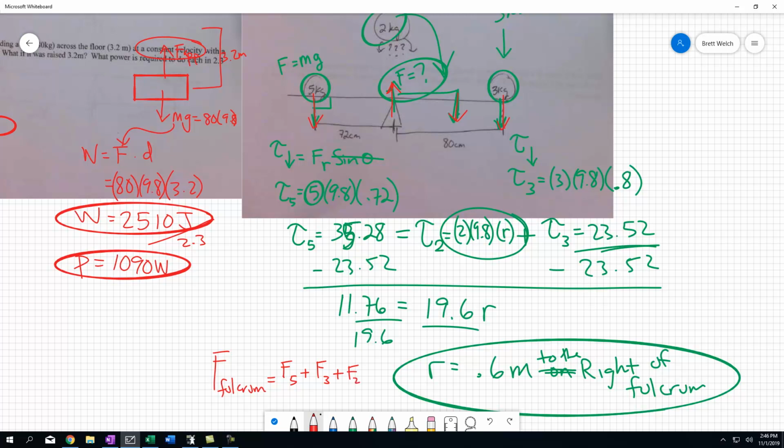masses. Now the good news is, because they're all pointed in the same direction, I can just combine all of them and say that they have one big mass. 5, 3 plus 2 is 10 times gravity of 9.8 to get a 98 Newton force. If the fulcrum can't supply that force, it'll be crushed by all of the mass that's on top of it.